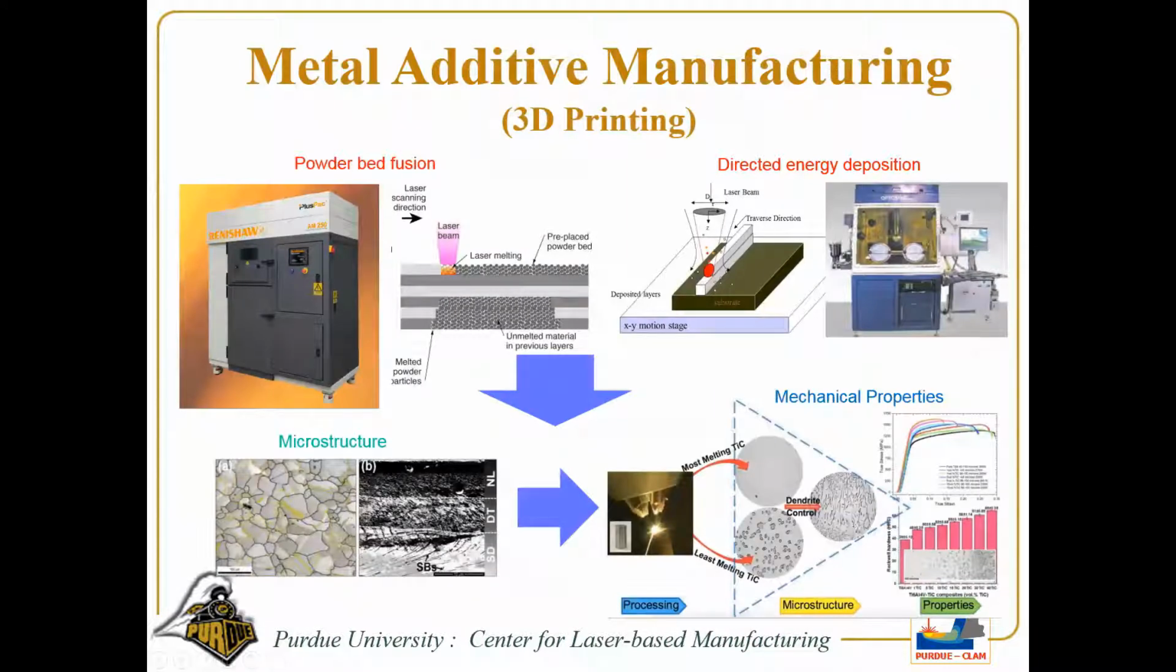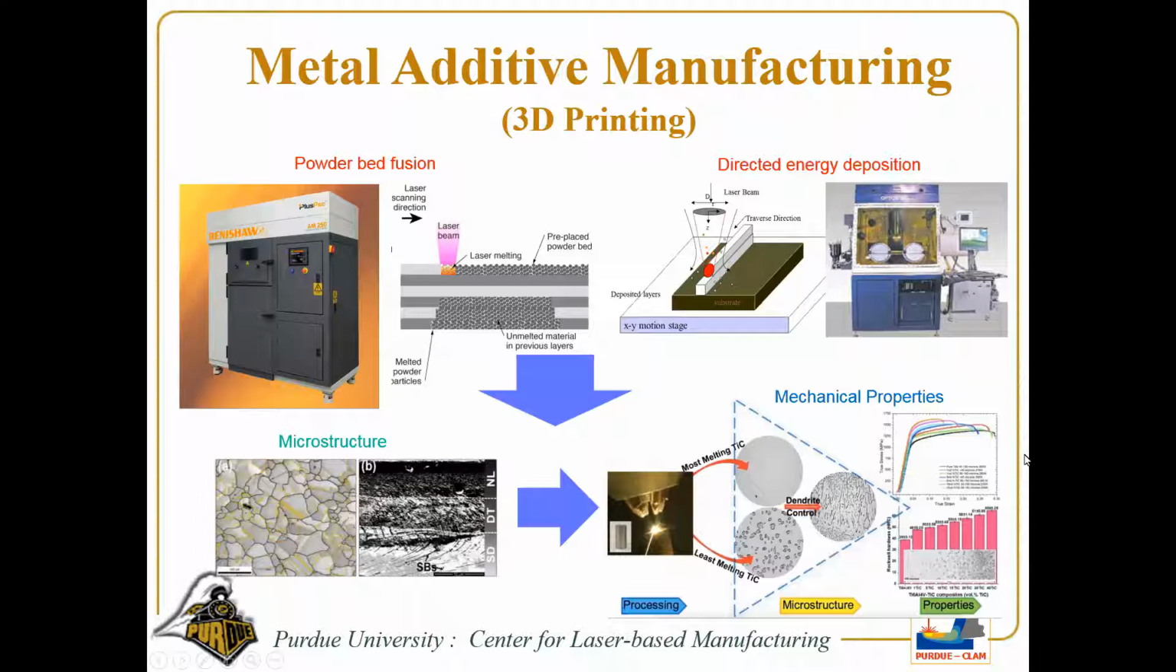So what we want to do is go from the process, the machines, and link it to the microstructure. These are different microstructure images. Eventually, what we want to do is predict the mechanical properties.